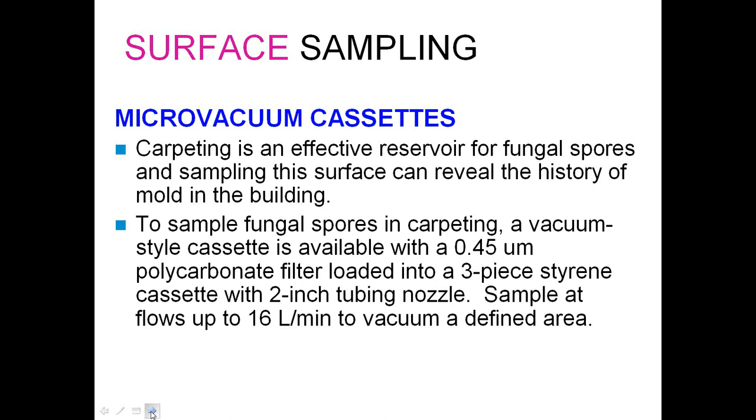What I'm talking about here is a standard 3-piece closed-face cassette, but on the inlet, you insert a little piece of tubing to serve as a nozzle. And with mold, we typically use a 0.45 micron polycarbonate filter. We sample at high flow rates, really digging that piece of tubing, that inlet, into the pile of the carpet as deep as possible to get a good air sample.